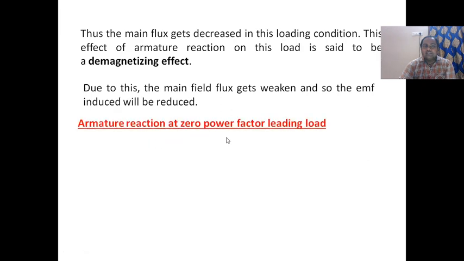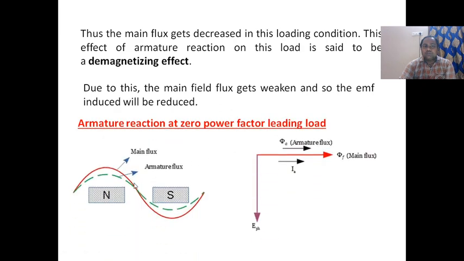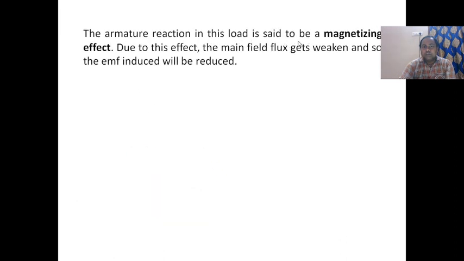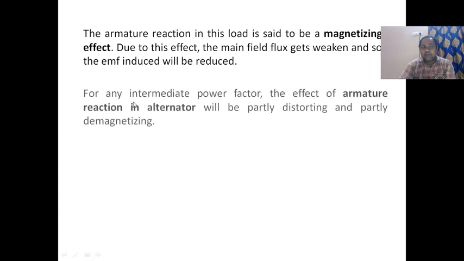Armature reaction at zero power factor leading load. In leading load, with the E phase here, both armature flux and main flux are in the same direction. Please observe the waveform. The armature reaction in this load is said to be magnetizing effect. Due to this effect, the main field flux gets strengthened and so the EMF induced will be increased. For any intermediate power factor, the effect of armature reaction in alternator will be partly distorting and partly demagnetizing.